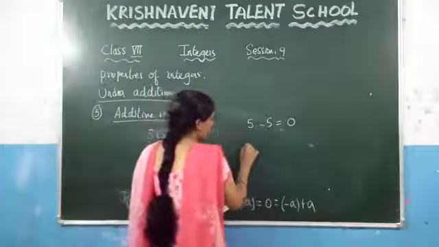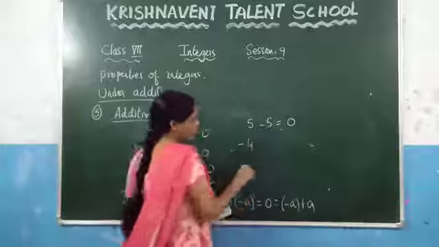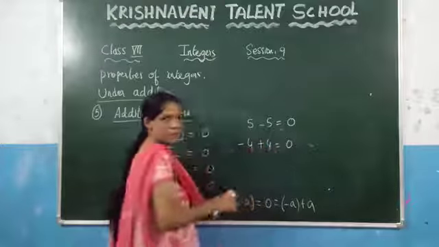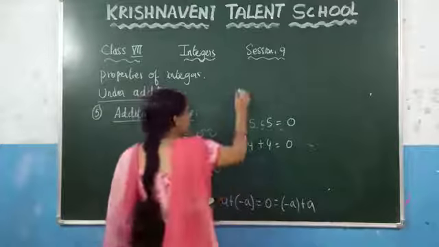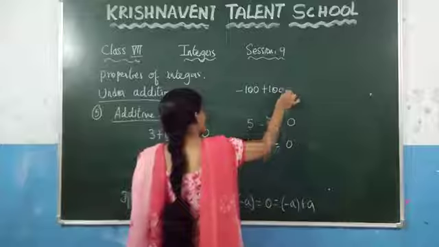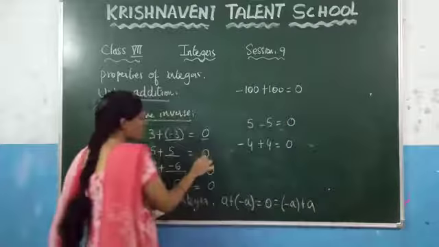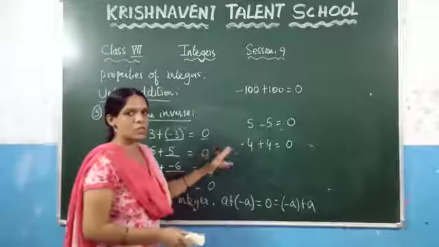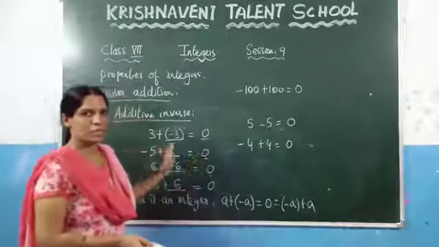Then they can ask, what is the additive inverse of minus 4? You know that it is plus 4. You just need to change the symbol of the given number. What is the additive inverse of minus 100? Which is nothing but plus 100. Because after adding these two, you always get the result as 0. You just need to change the symbol so that you get the additive inverse of the given number.